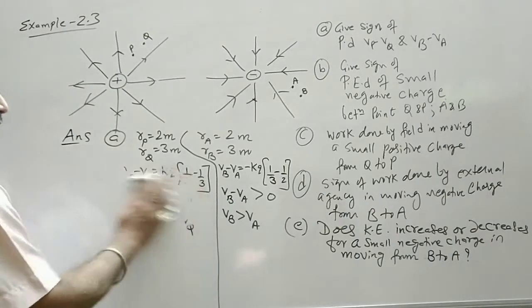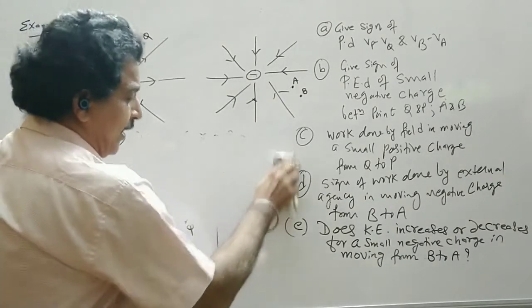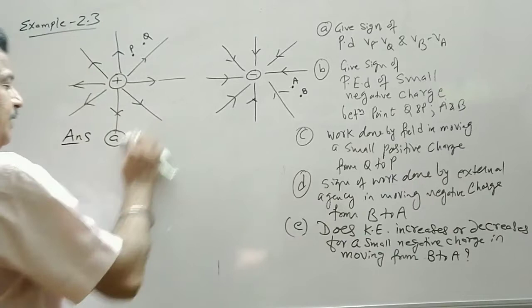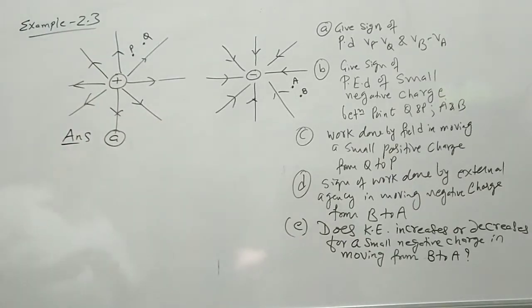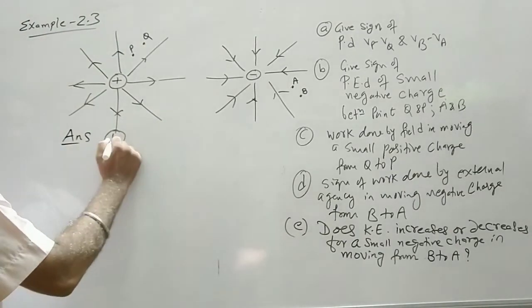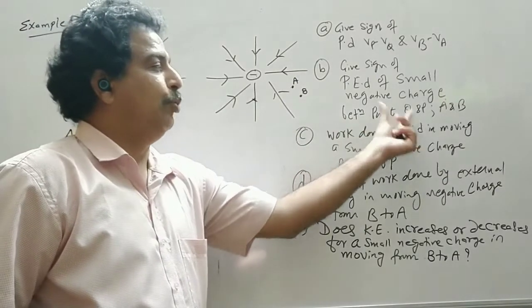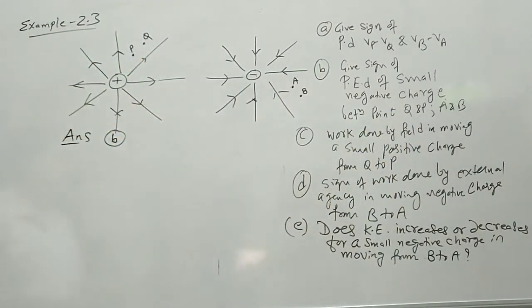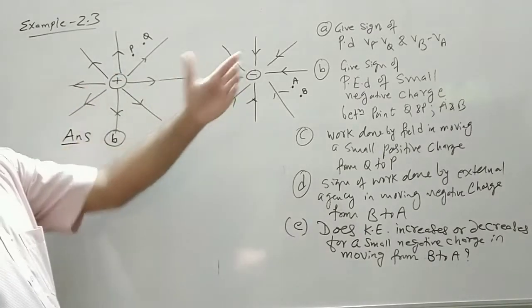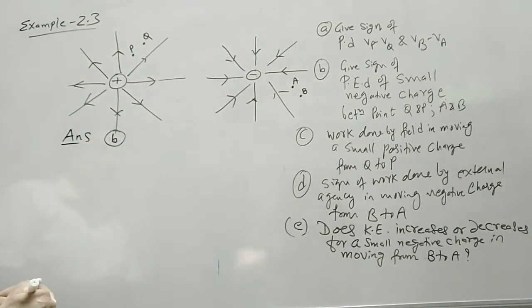Now, let us come to the second part. Give the sign of the potential energy difference. Give the sign of the potential energy difference between points P and Q and between A and B. Now you have to give the sign of the potential energy difference. So let us see how we will give the sign of the potential energy difference.